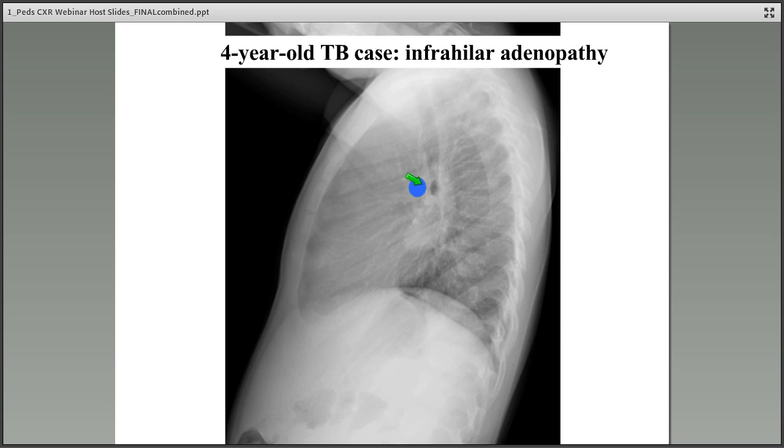This is the trachea. This is the right upper lobe bronchus. Anterior to the right upper lobe bronchus is the right pulmonary artery. Posterior to the right upper lobe bronchus is the left pulmonary artery. And inferior to those anatomical structures is an area of adenopathy, as seen on the frontal chest radiograph.